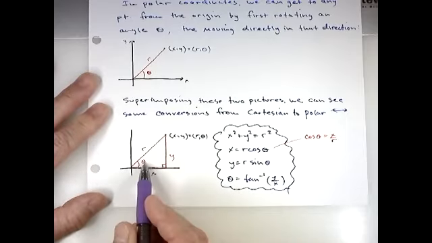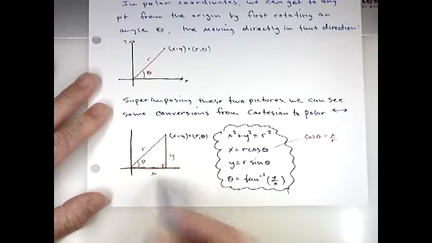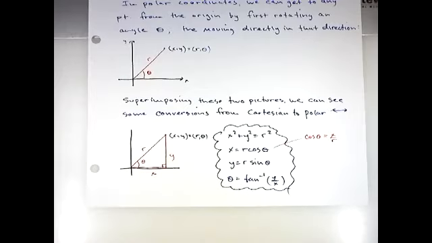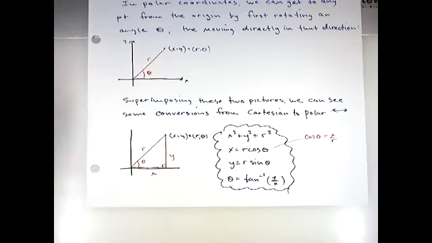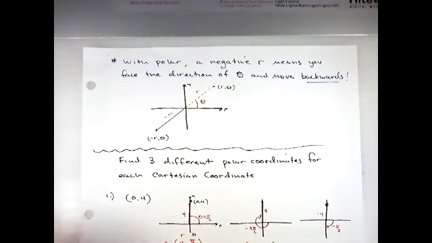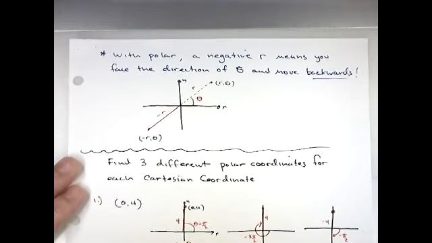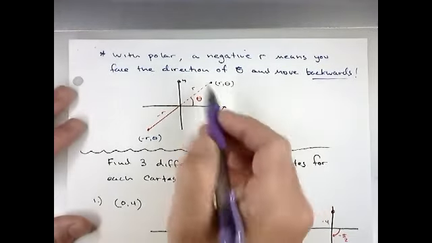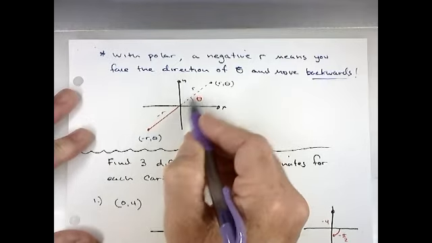And then for theta itself, the tangent of theta is y over x, which means theta is the inverse tan of y over x. So these conversions are good to know. We're going to see they come in handy when you're trying to go back and forth between polar and Cartesian coordinates.